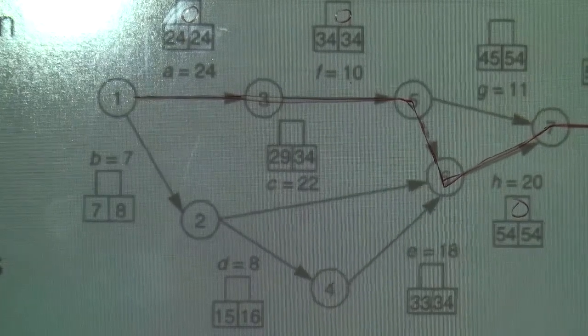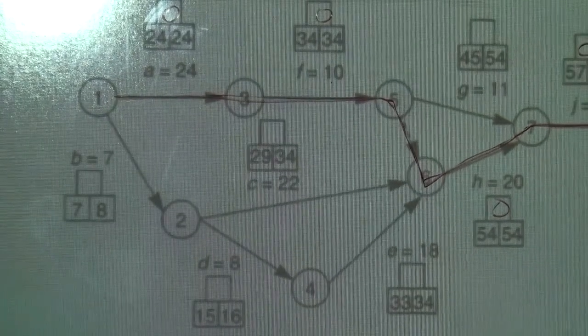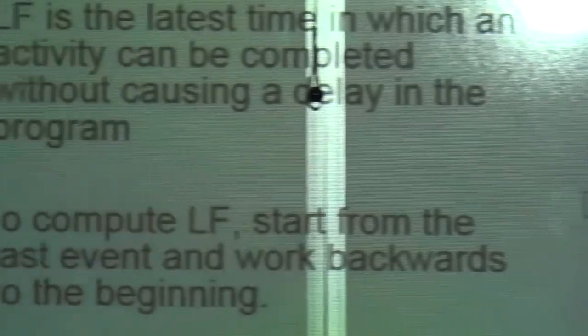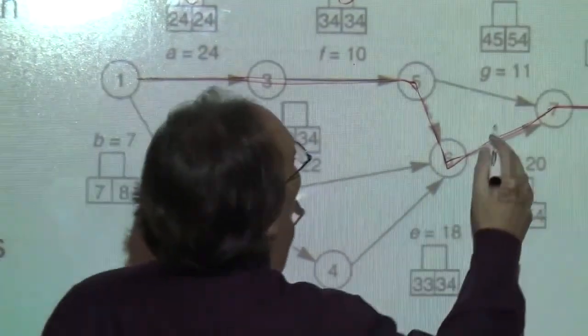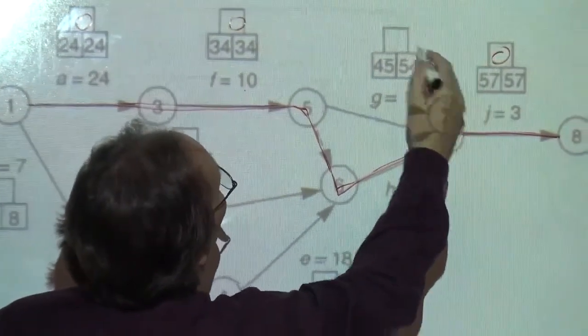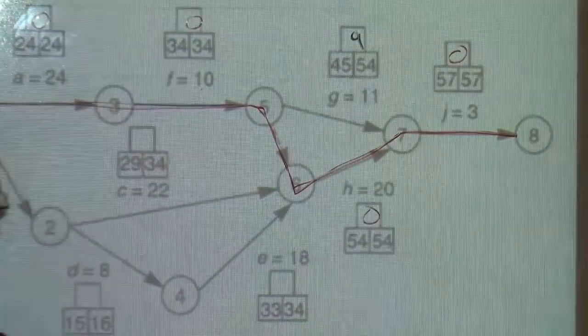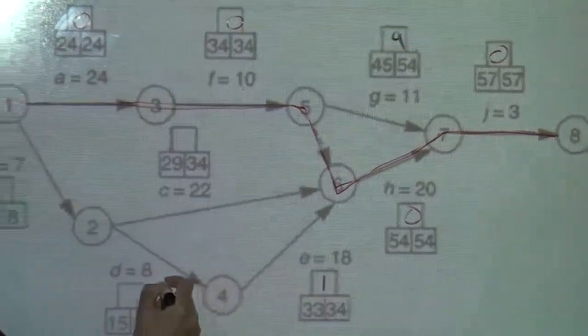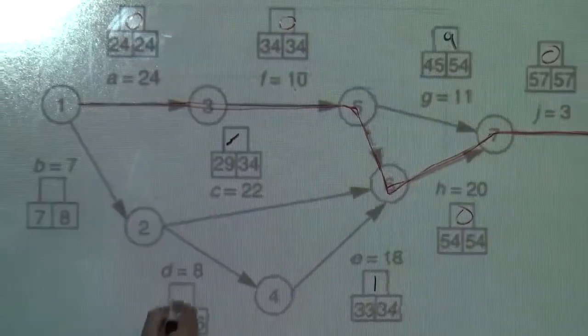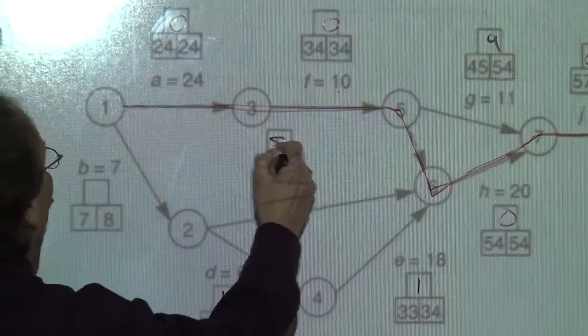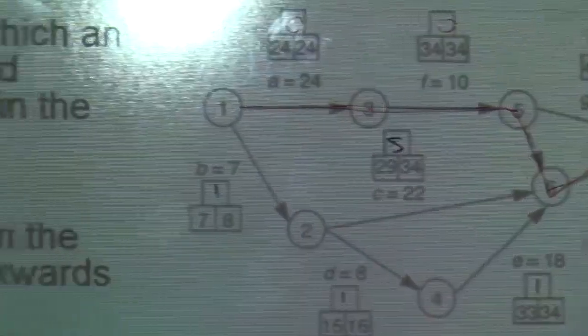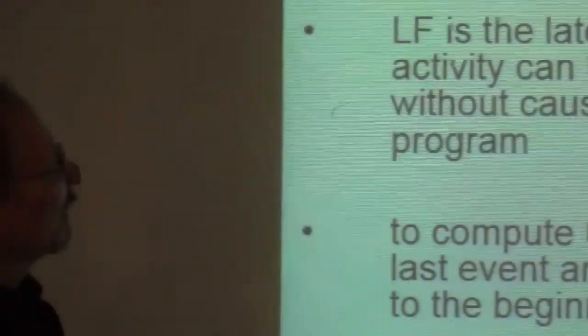So then we have slack associated with the other paths, and that slack is what goes in the top box. This one has 9 slack. This one has 1 day slack. This one has 5 days slack. This one has 1 day slack, and this one has 1 day slack. So you can tell how much extra time you have on those other activities that are off the critical path.